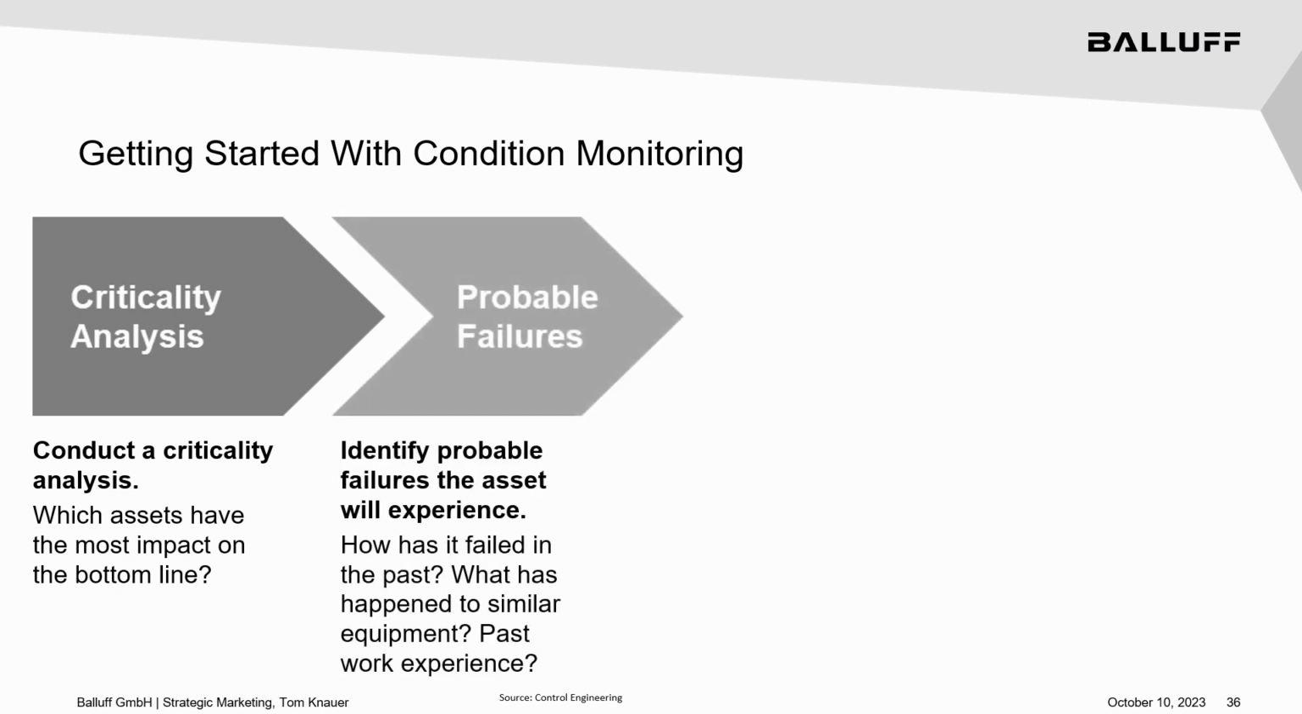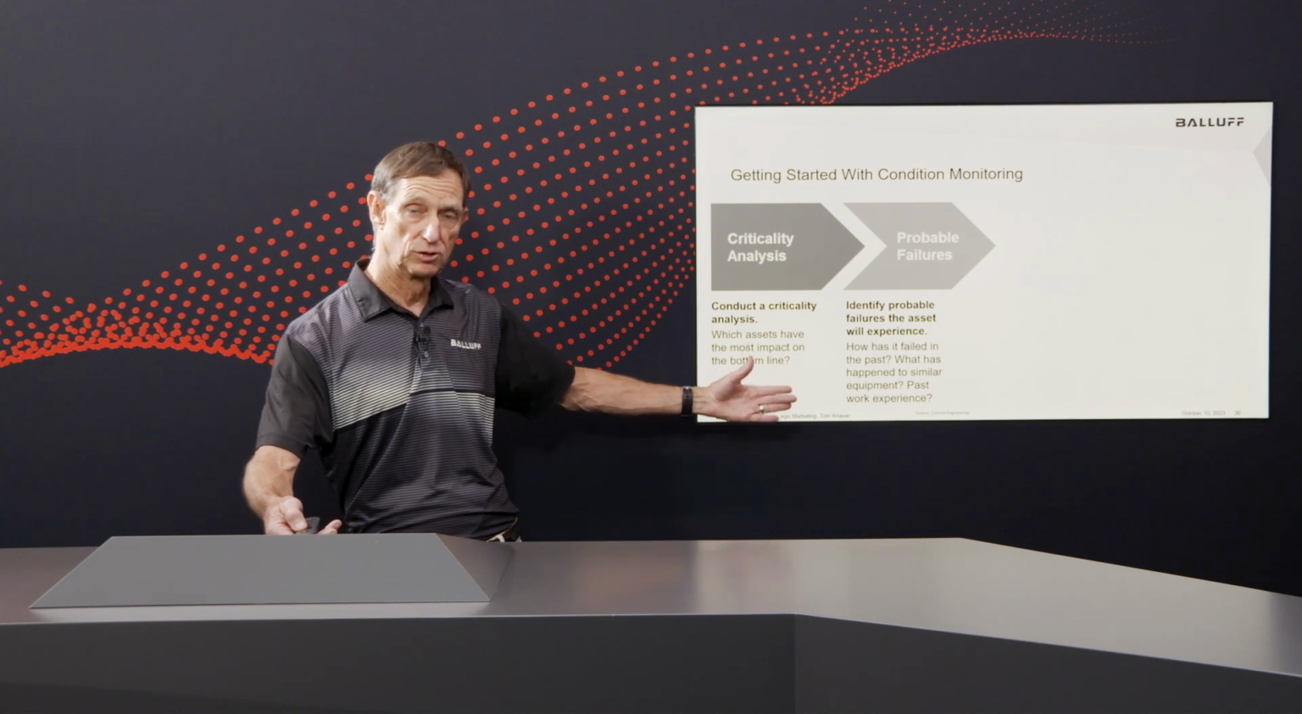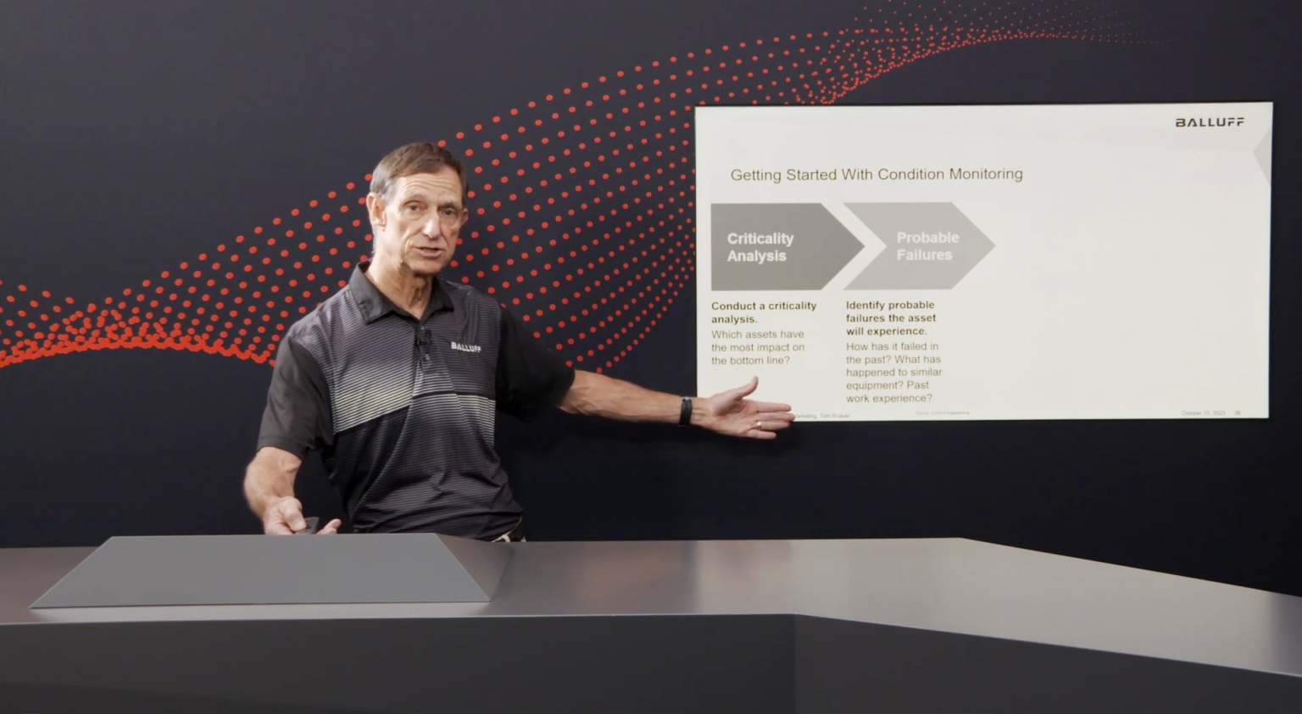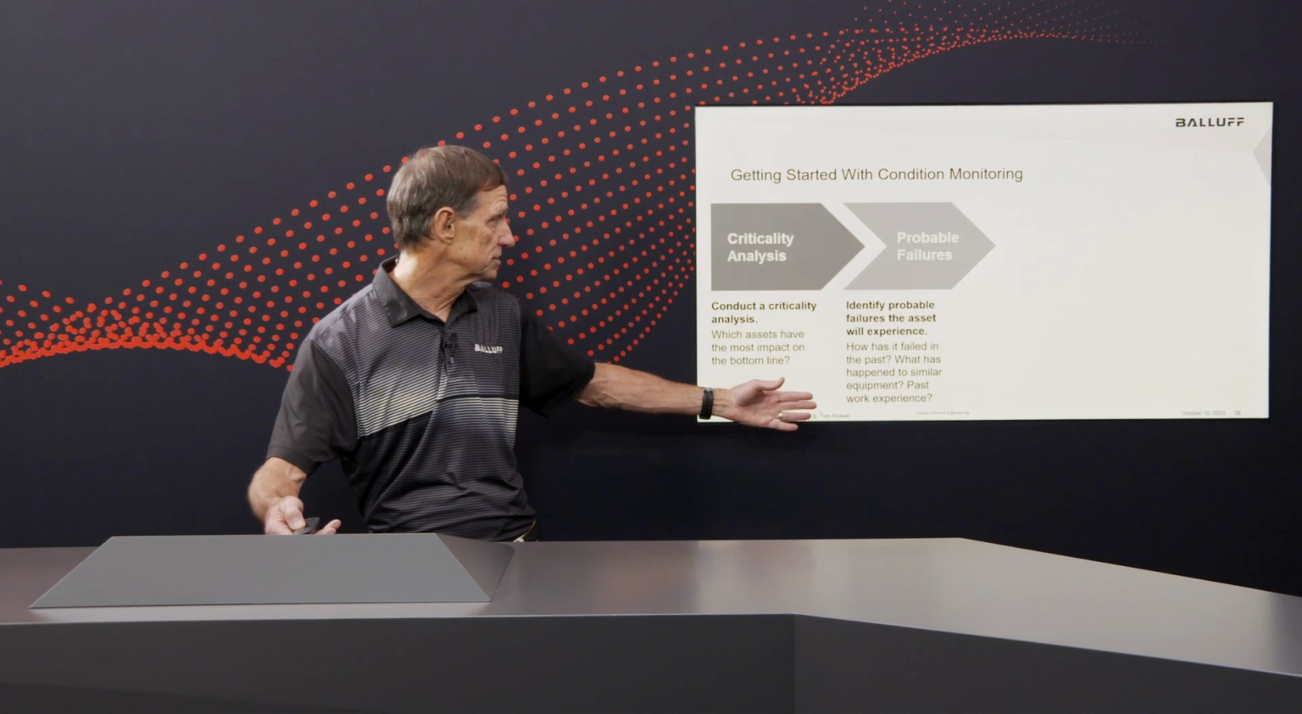Secondly, think about the probable failures. What assets might fail? How has it failed in the past? How might it fail in the future? Manufacturers might be able to give you insights into that. Other factories who have similar equipment might be able to give you information on that. You might have your own experience.